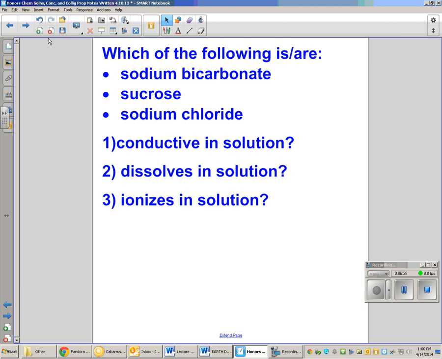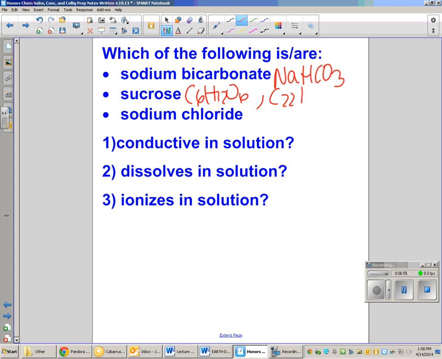Somebody shout out sodium bicarbonate. Na what? HCO3. Sucrose? It's like glucose. Give me glucose. C, what is it? Yeah, so that's glucose. Sucrose is C11, H22, O11. That's what sucrose is. Sodium chloride? NaCl.